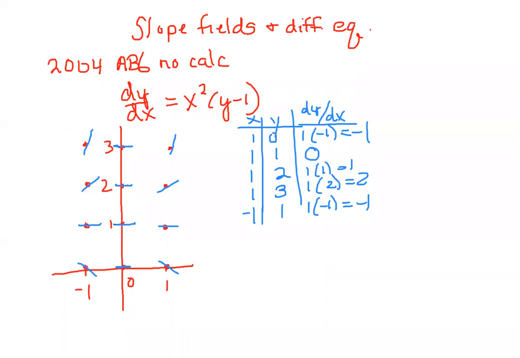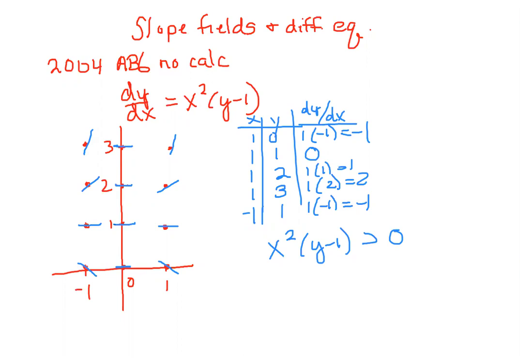Then it says, while the slope field in part A is drawn at only 12 points, it is defined at every point in the XY plane. Describe all the points in the XY plane for which the slopes are positive. So we want to know, when is this greater than 0?